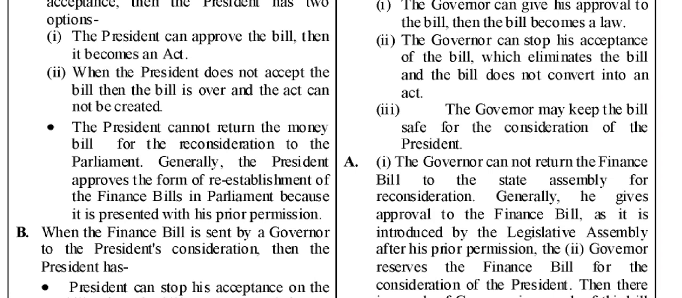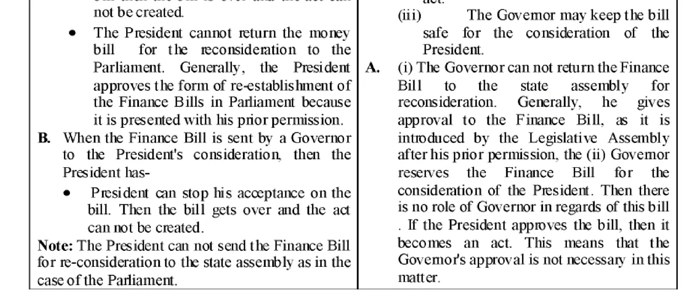Generally, the President approves the finance bill because it is presented in Parliament with his prior permission. When the finance bill is sent by the Governor for the President's consideration, the President can withhold his acceptance, and then the bill is over and the Act cannot be created. Note, the President cannot send the finance bill for reconsideration to the state assembly as in the case of Parliament.